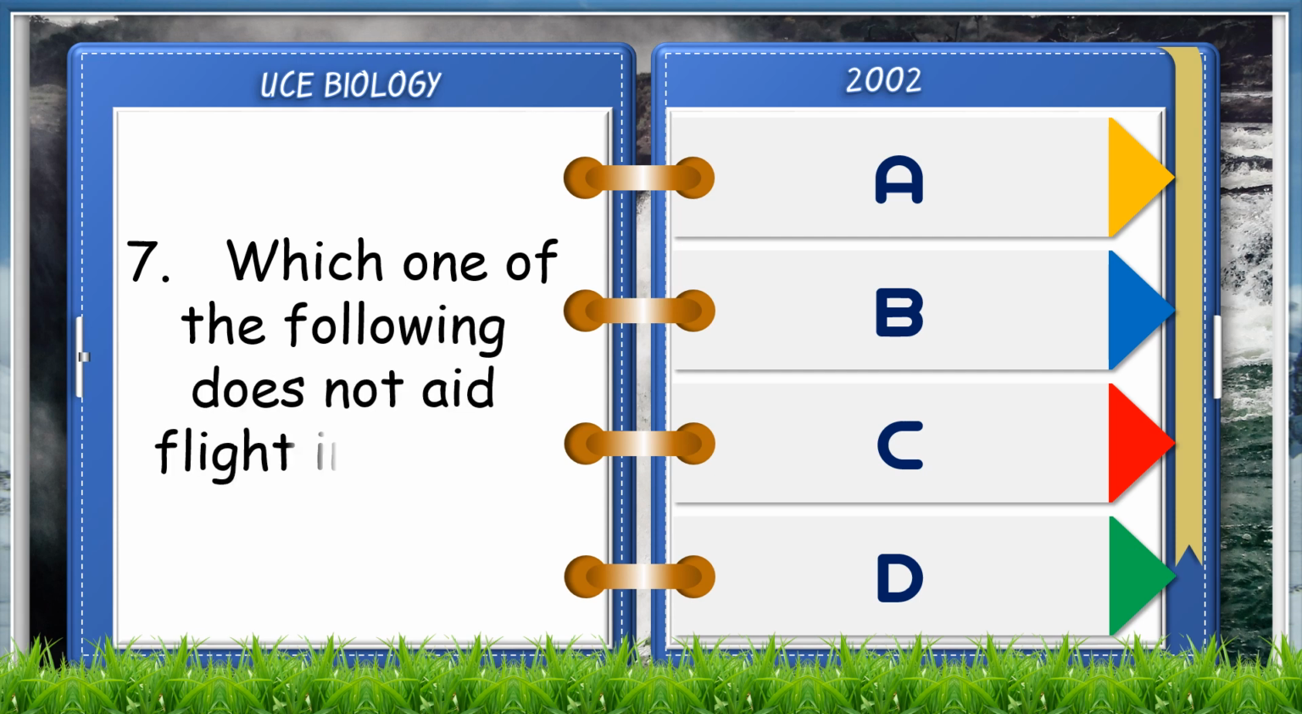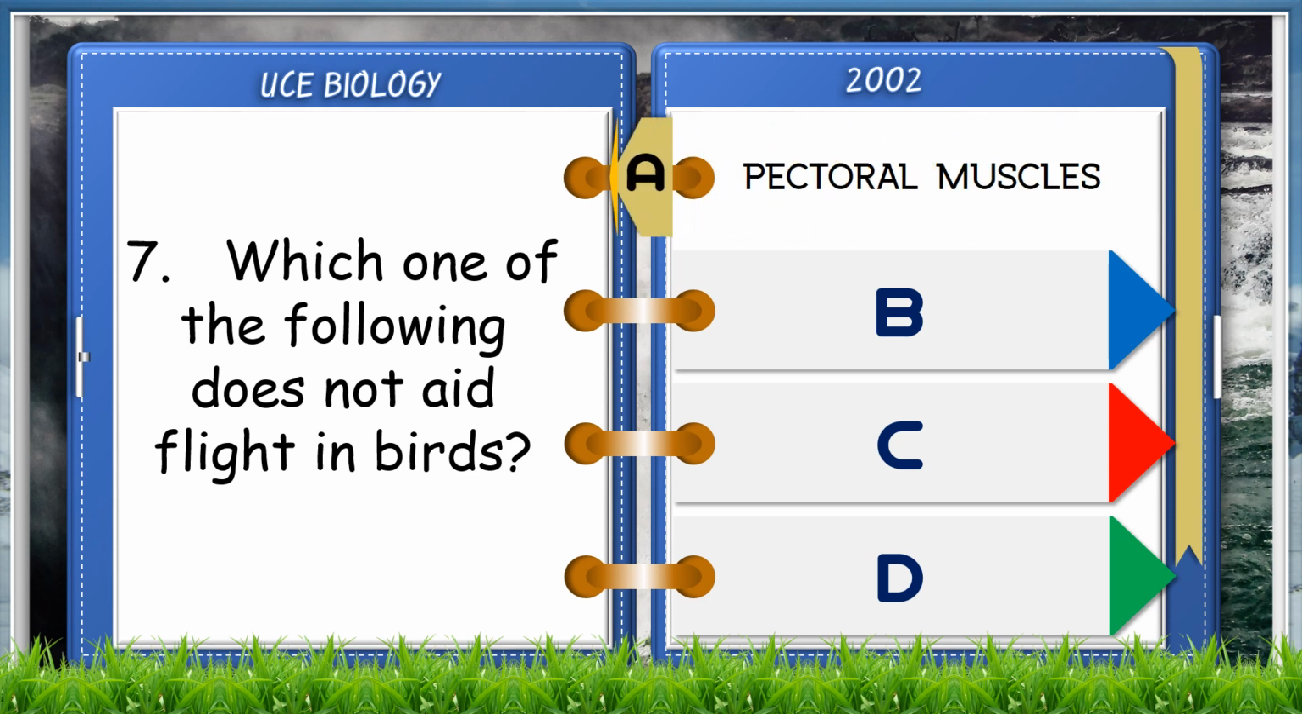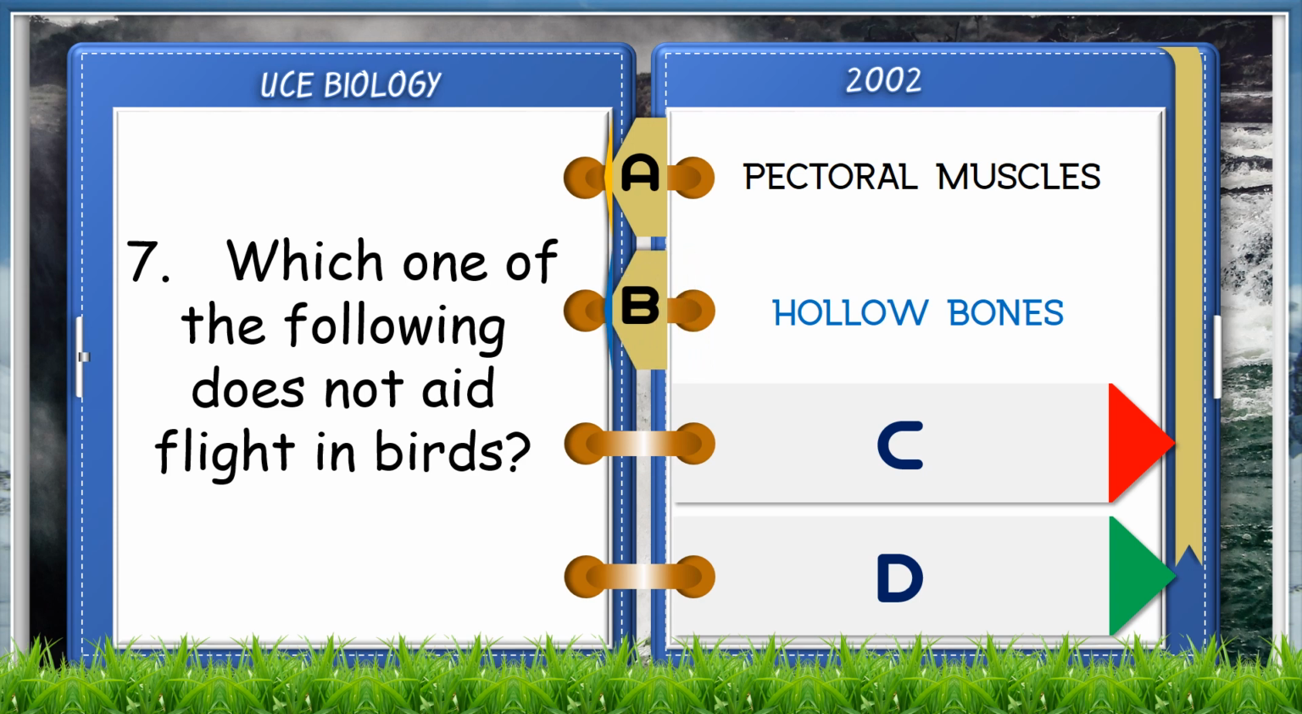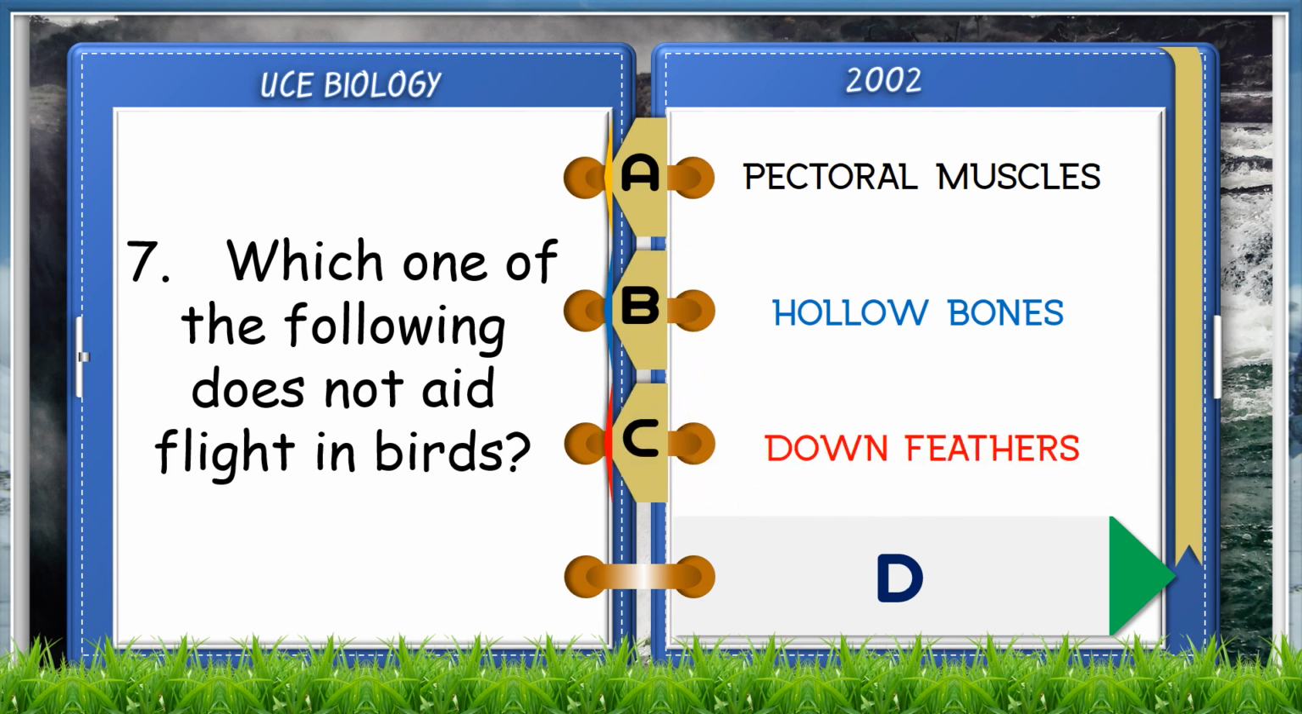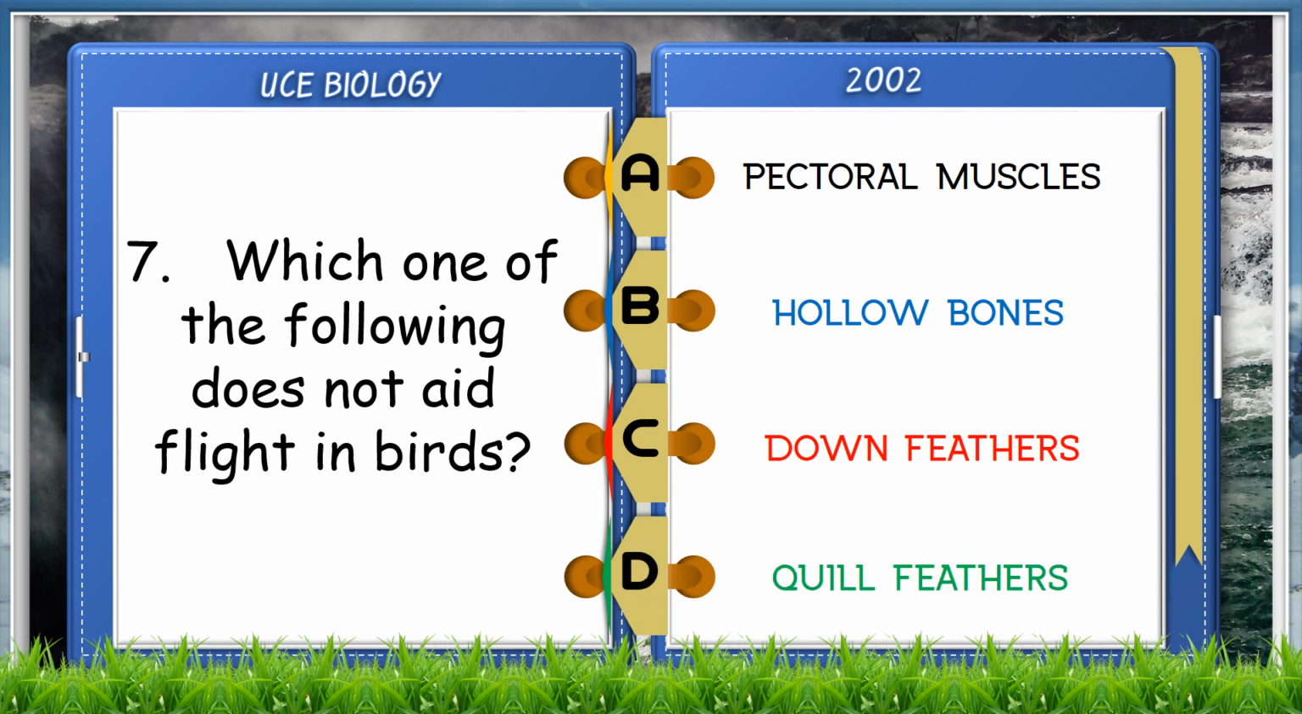Which one of the following does not aid flight in birds? A. Pectoral muscle. B. Hollow bones. C. Down feathers. D. Quill feathers. The answer is C. Down feathers.